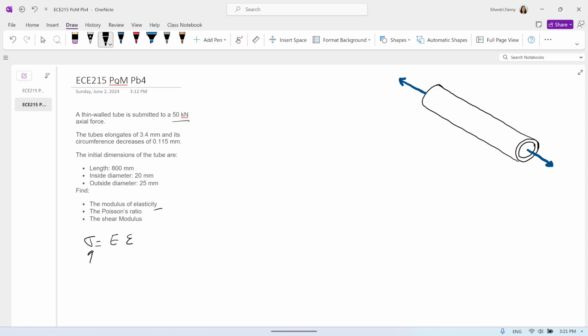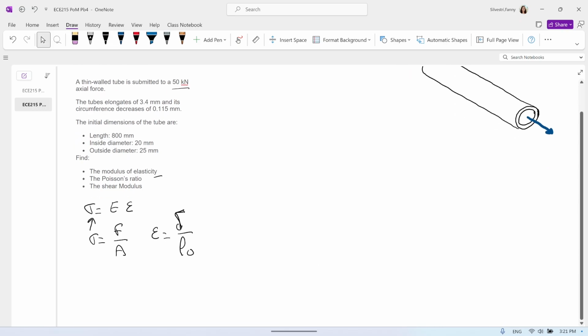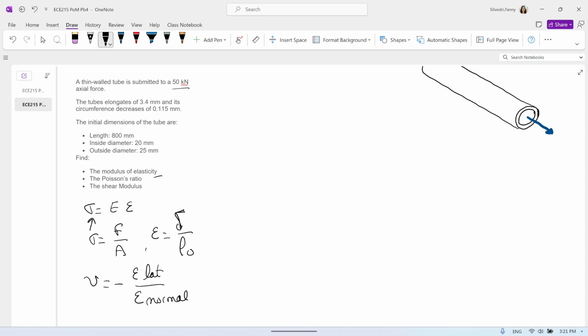How do we find sigma? Sigma equals the force divided by the area. How do we find epsilon? That will be your delta elongation divided by the initial length. And for the Poisson ratio, nu equals minus the strain lateral divided by the strain normal.